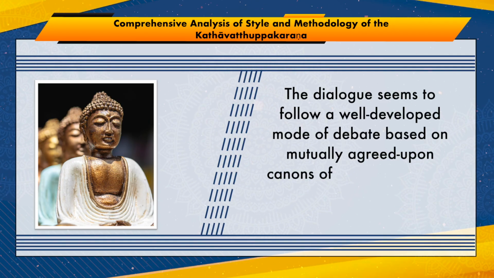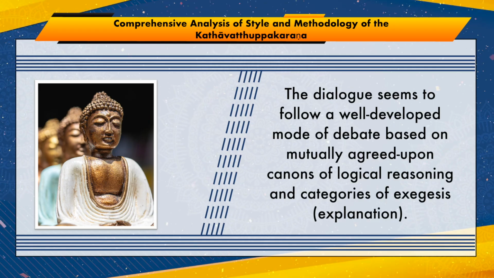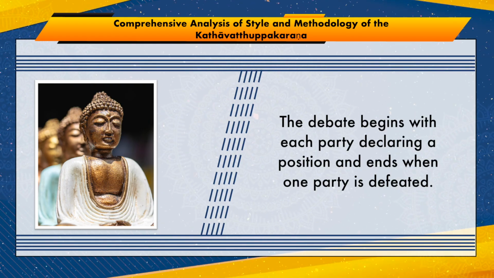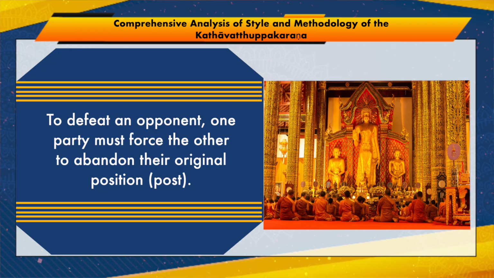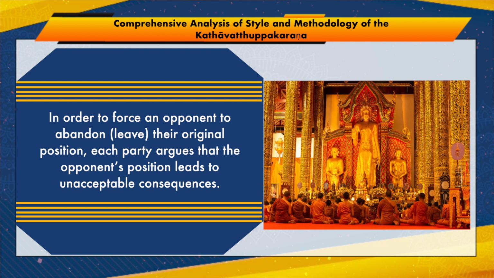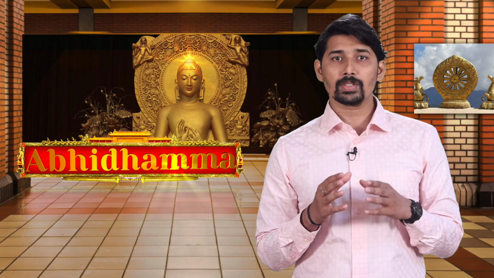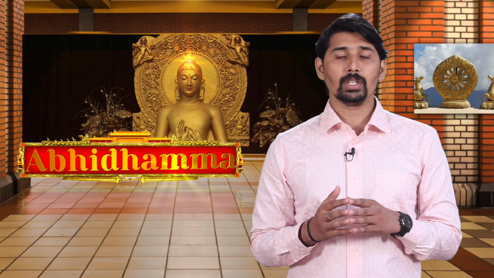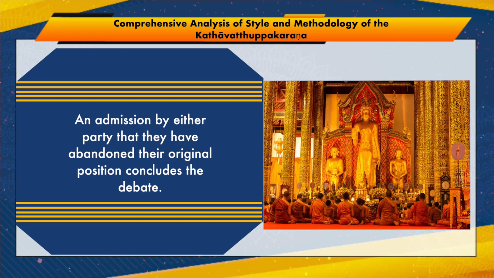The dialogue seems to follow a well-developed mode of debate based upon mutually agreed upon canons of logical reasoning and categories. The debate begins with each party declaring a position and ends when one party is defeated. To defeat an opponent, one party must force the other to abandon their original position. In order to do so, each party argues that the opponent's position leads to unacceptable consequences. The consequences of a position are considered unacceptable either because they are merely illogical or incompatible with the original position. An admission by either party that they have abandoned their original position concludes the debate.